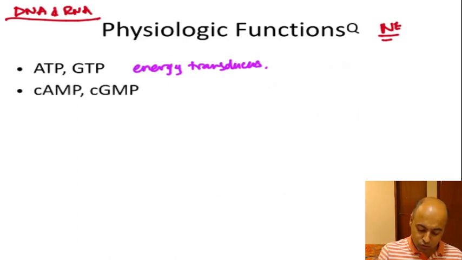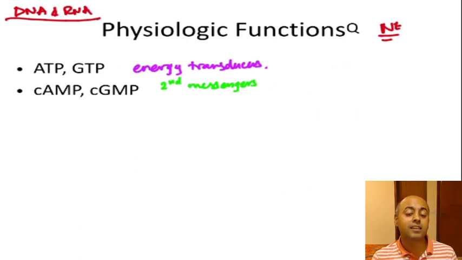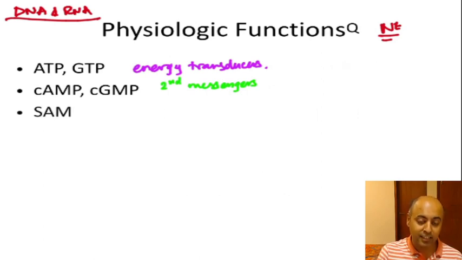Then they also work as second messengers. You've heard about these molecules, the cyclic AMP, the cyclic GMP. So they function as what are known as second messengers. In response to hormones, some intermediate molecules are released, which will further propagate the action and influence of the hormones. We call them the second messengers. So the nucleotides can also act as second messengers.